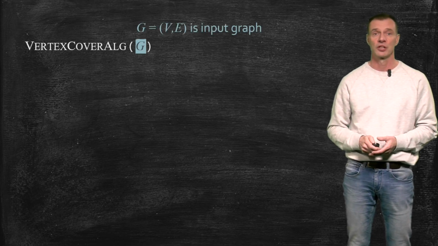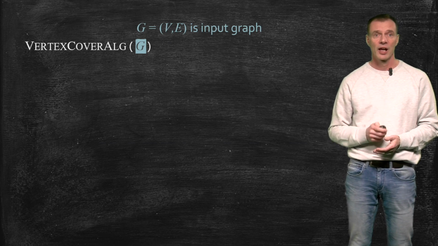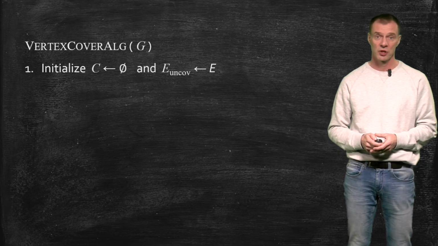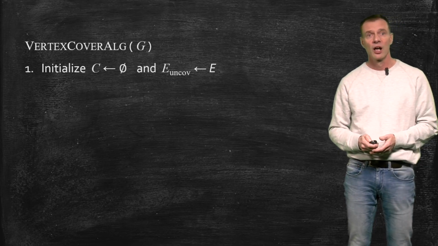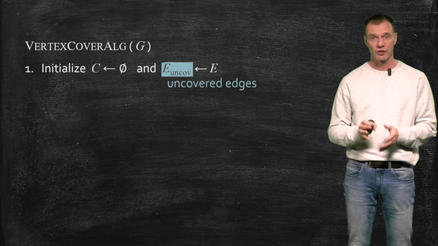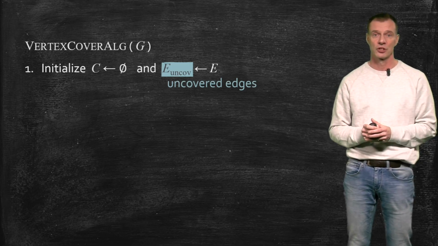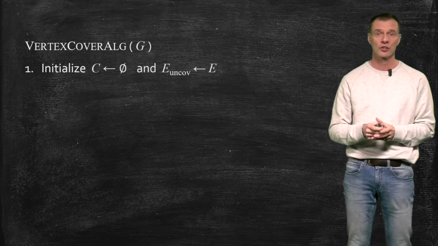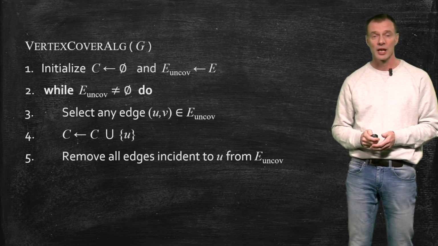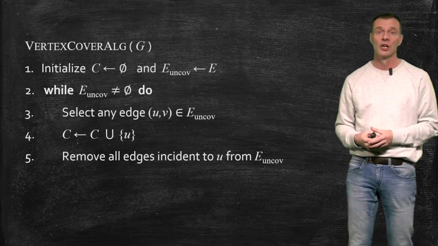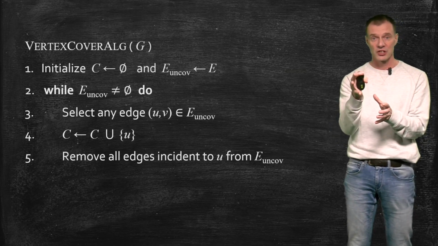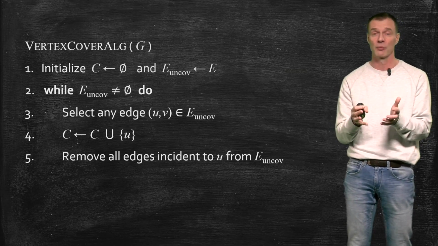So the input is our graph, and we start by initializing the cover to the empty set. Initially nothing is in the cover. So this is the cover, and this E uncov is the set of uncovered edges. Initially everything is uncovered, so this is simply the whole set of edges. And now what we do is we go over the edges, or more precisely, we check whether this set of uncovered edges is still not empty.